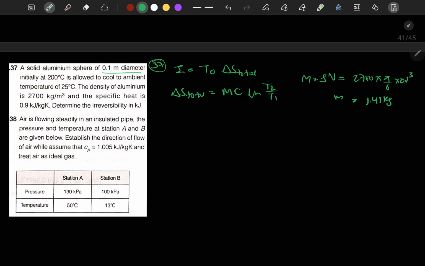Now if we apply m c ln T2 by T1, we put all the values. Mass is 1.41, c is given to be 0.9, into ln of T2, which is 25 degrees Celsius, that is 298 Kelvin, and T1, which is 200 degrees Celsius, that is 273 Kelvin. On solving this we will get our value of S total.